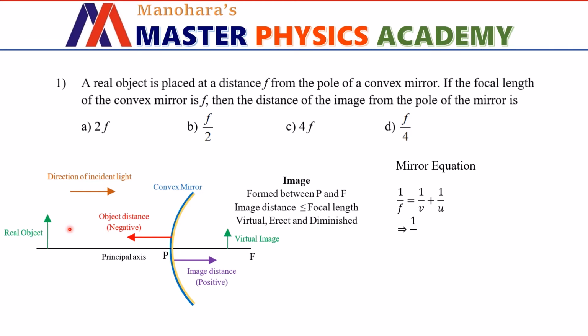So, substituting, we have 1/f = 1/v + 1/(-f). Simplifying, we get the final answer as v = f/2. Hence, option B is the right choice.